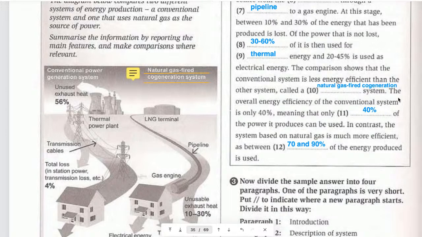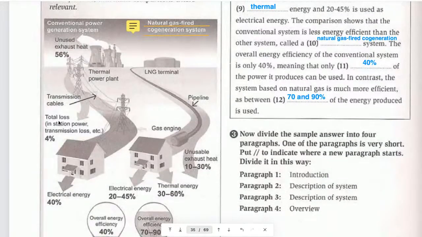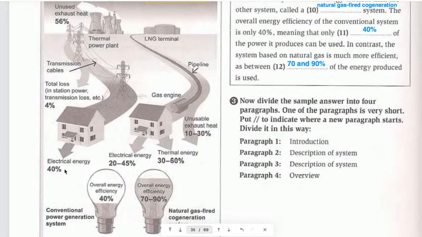TOEIC, can you please read the next one? Yes, that's right, it explains here. The overall energy efficiency of the conventional system is only 40%, meaning that only 40% of the power it produces can be used. It's correct, right? Because it loses 60% on the way, and only 40% can be used for electrical energy.